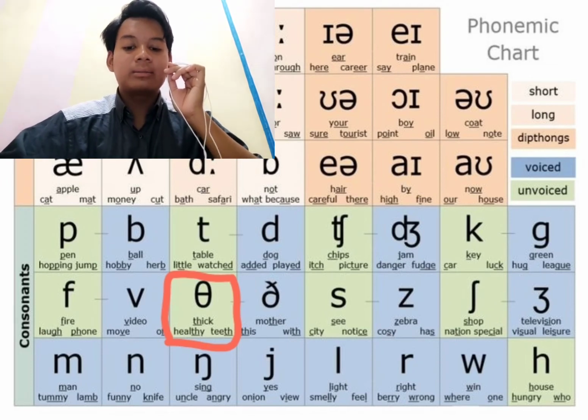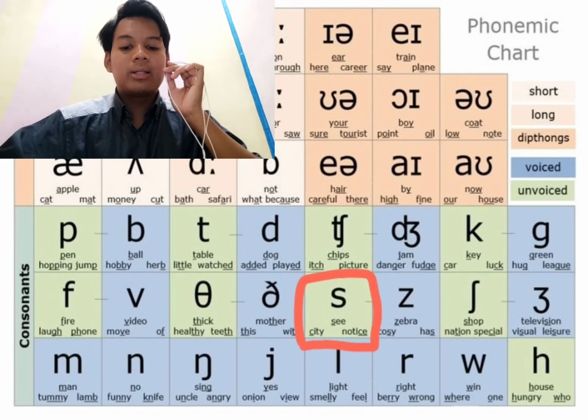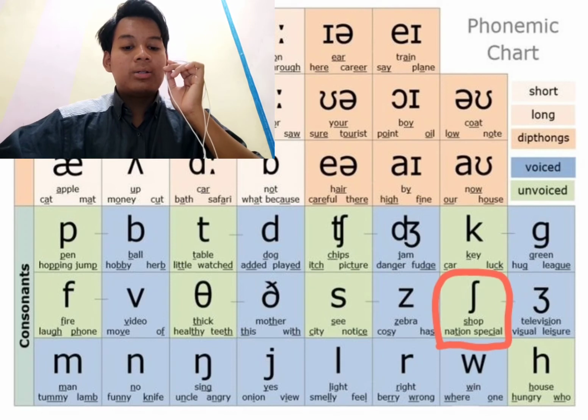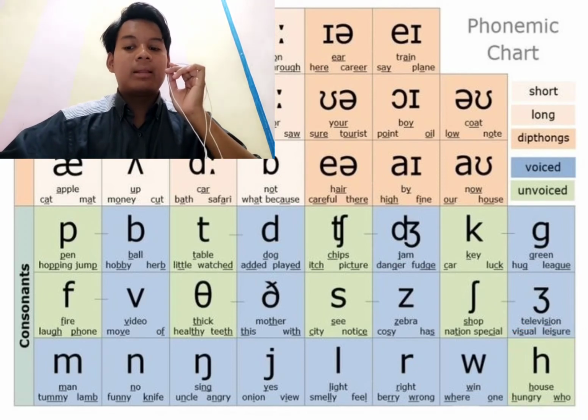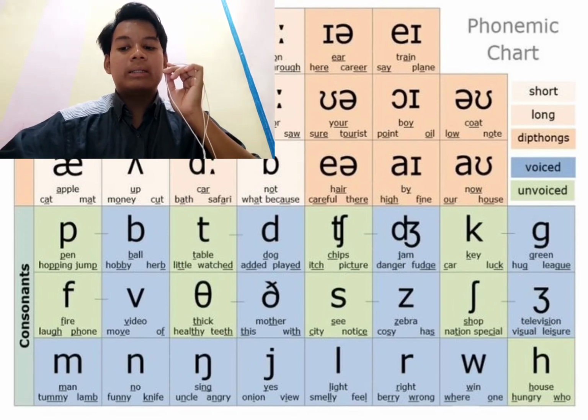And next, for example: C, city. And next, for example: shop, special. And the last one, for example: house, hungry, who. That is the unvoiced consonants.